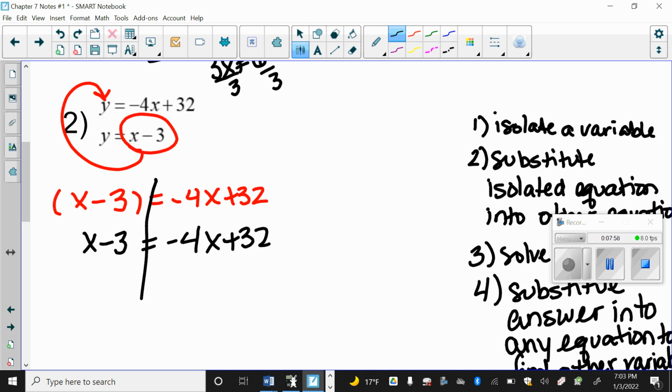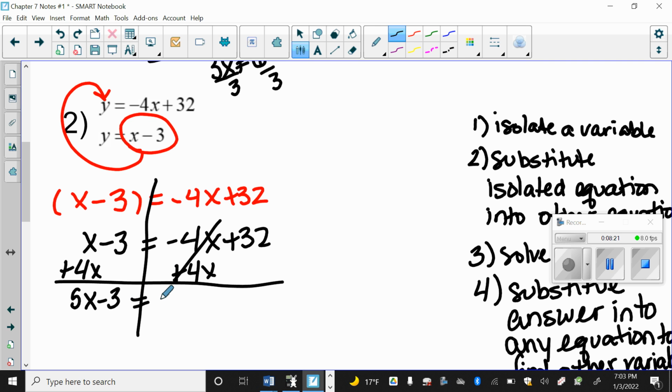I have variables on both sides, so I need to move my variables to one side. I'm going to get rid of the negative 4x on the right-hand side by adding 4x to both sides. x plus 4x is 5x. So on my left-hand side, I have 5x minus 3. My right-hand side, negative 4x plus 4x is 0, so I'm just left with 32.